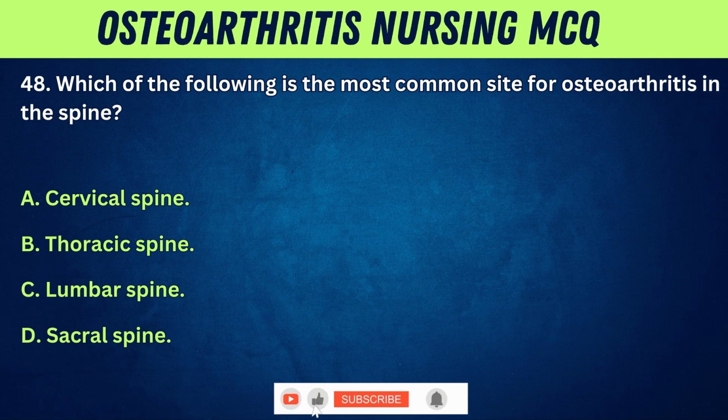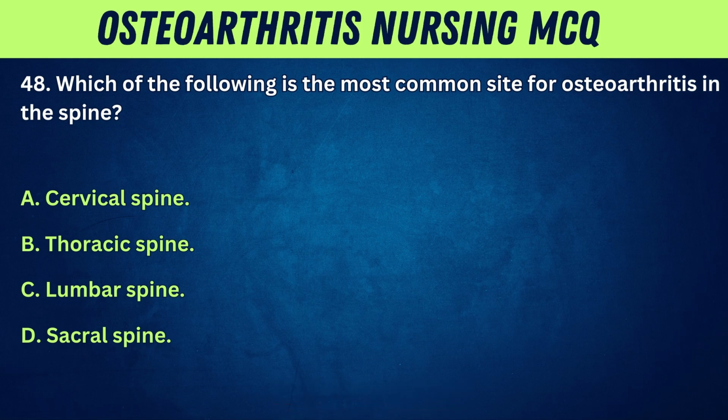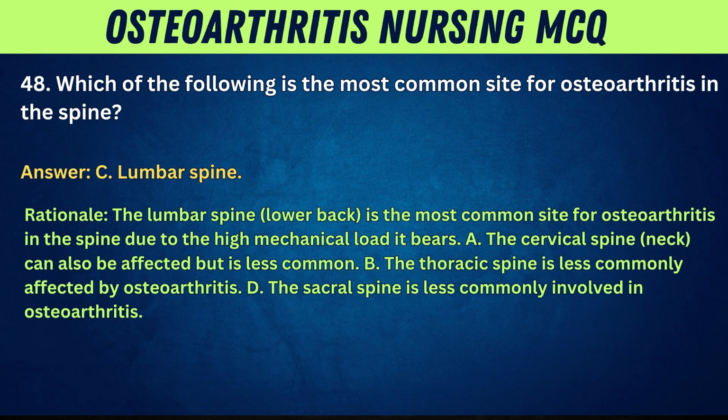48. Which of the following is the most common site for osteoarthritis in the spine? A. Cervical spine. B. Thoracic spine. C. Lumbar spine. D. Sacral spine. Answer: C. Lumbar spine. Rationale: the lumbar spine, lower back, is the most common site for osteoarthritis in the spine due to the high mechanical load it bears.